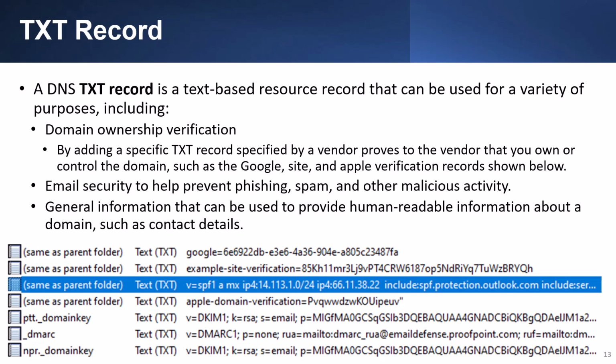A DNS text record is a text-based resource record that can be used for a variety of purposes, including domain ownership verification. By adding specific text records specified by a vendor, you prove to the vendor that you own or control the domain, such as the Google site and Apple verification records shown below. Email security, to help prevent phishing, spam, and other malicious activity. And general information that can be used to provide human-readable information about a domain, such as contact details.